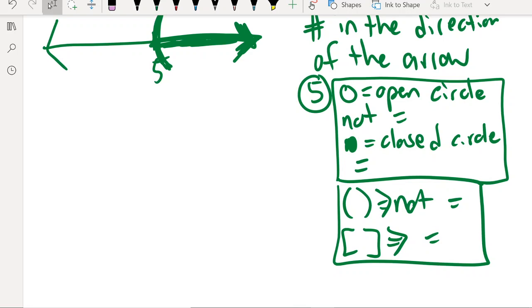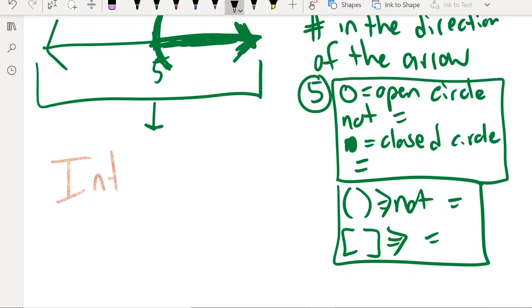So let's go ahead and put this in interval notation. This is a lot easier to put into interval notation because you go from, hold on, interval notation.